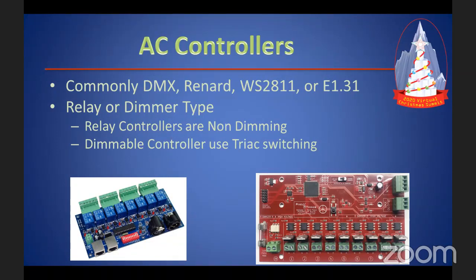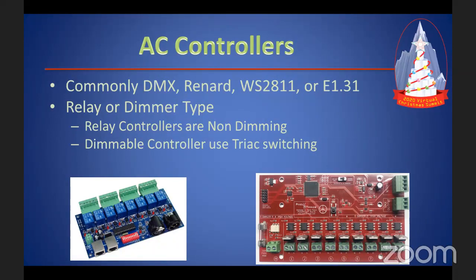The two common types are either relay based, which is the picture on the left, where the big blue boxes are relays, and relays don't dim. So it's either just on or off. That's more used for controlling things like smoke machines, something that you don't want to dim. You just want it on or off.